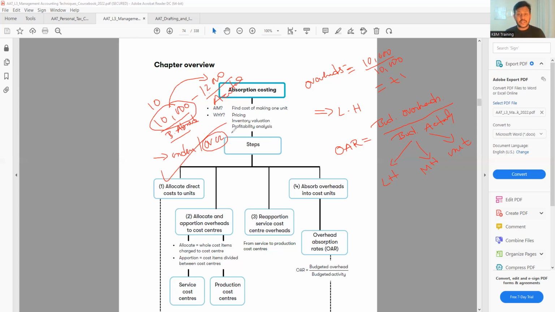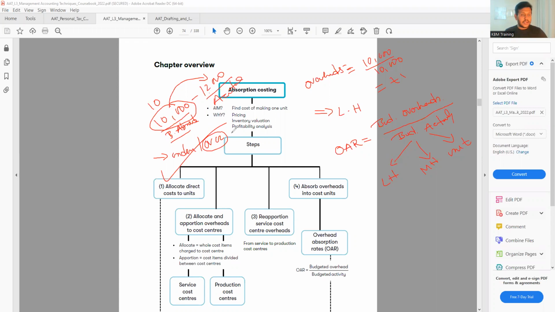I have seen students make a lot of mistakes during the exam because they didn't understand this. They think, oh, my absorption is less and actual is more, so it is over, but it is not over. It is under, because you have to check your estimate. Did you absorb less or more? If it is less, it is under, not over. Be very careful with that.